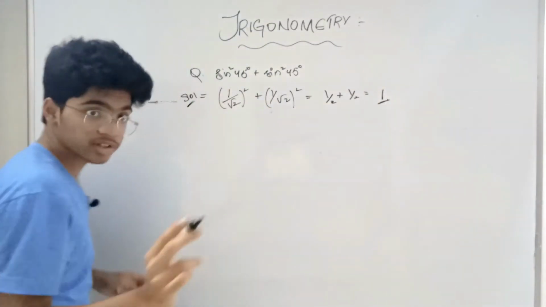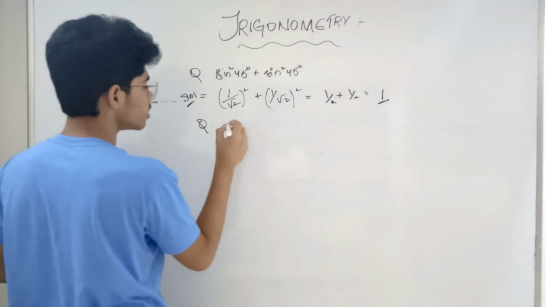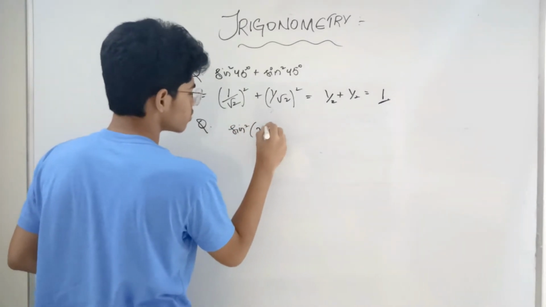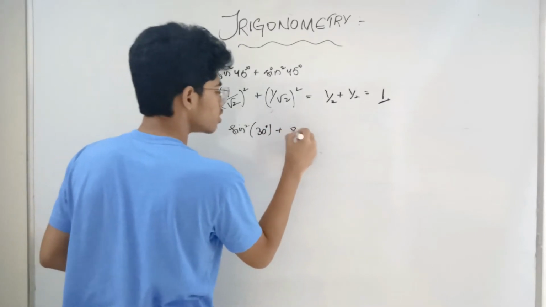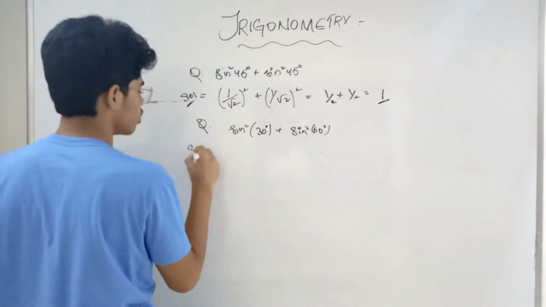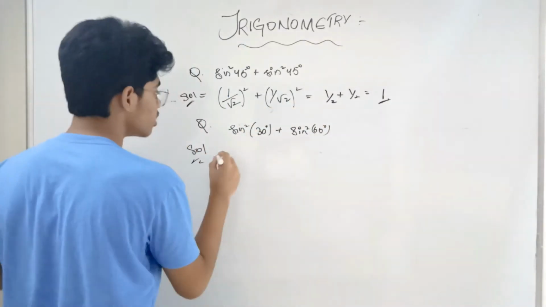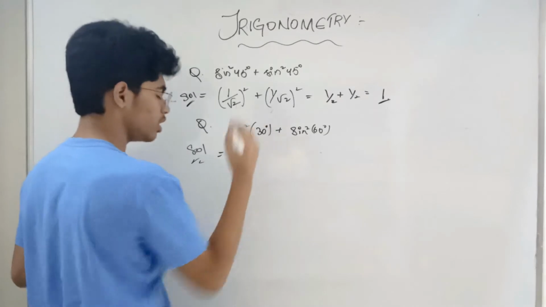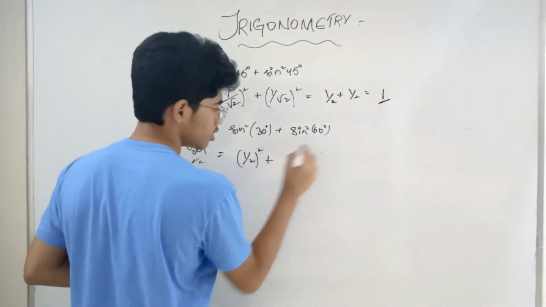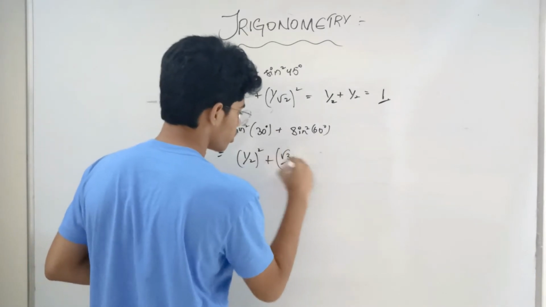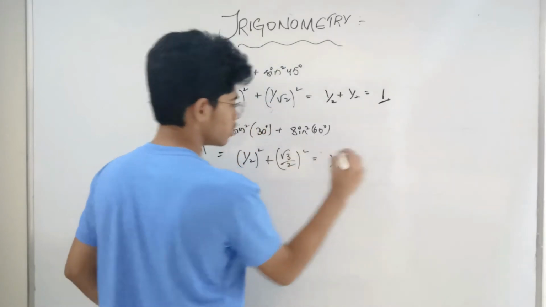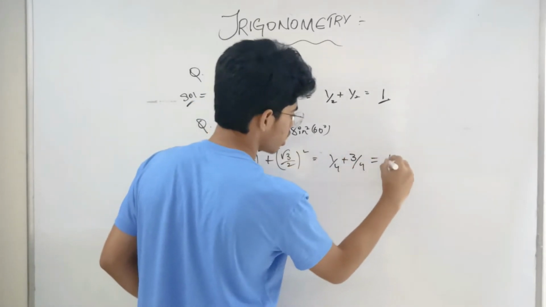Another question. What is sine square 30 degrees plus sine square 60 degrees? The solution is again pretty simple. What is sine 30? We know that it is a half, whole square, plus root 3 by 2 whole square. So how much is this? This is 1 by 4 plus 3 by 4, which is again 1.